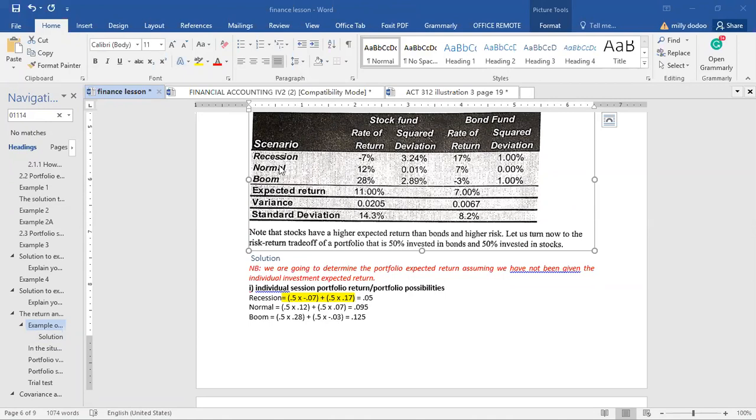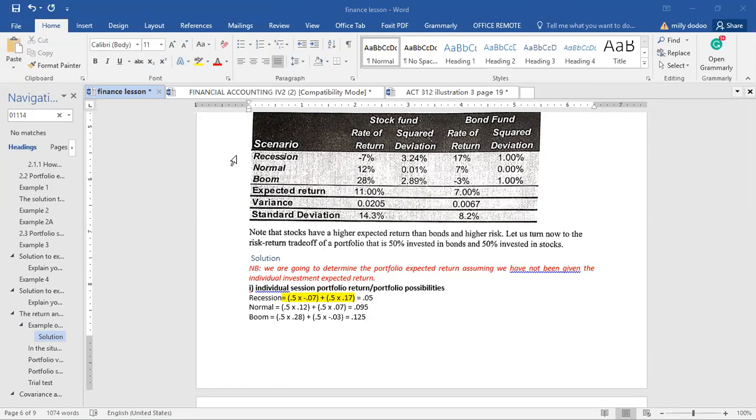You come to normal, the second section. The weight of the investment, 0.5, that's the 50%, multiplied by the 12%, this particular 12%, then the second 50% multiplied by this 7% over here. When you get these ones, you total, you are going to get a final answer of 9.5% or 0.095.